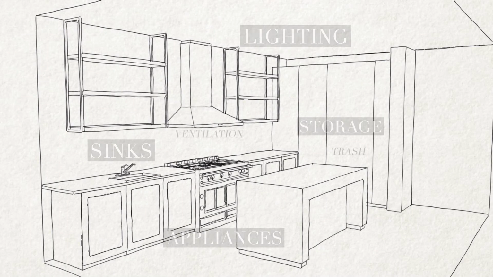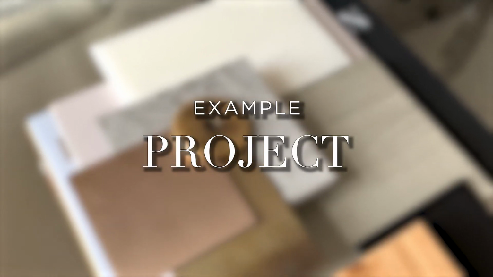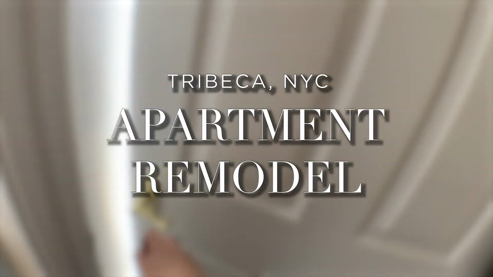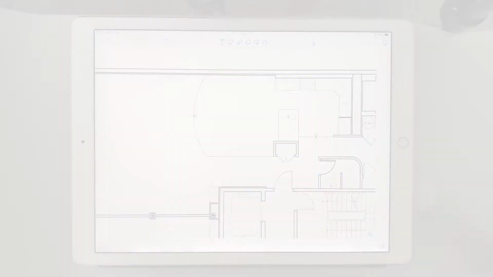So these are the main details that should be considered when designing a kitchen. Let's look at a real example project. So this was a rental building in TriBeCa, New York City. The old apartments were generally in need of updating, and the kitchens didn't have a lot of countertop space to work with. And the finishes generally felt dark, not very welcoming, and a bit too dated.